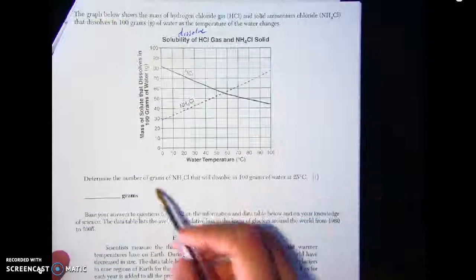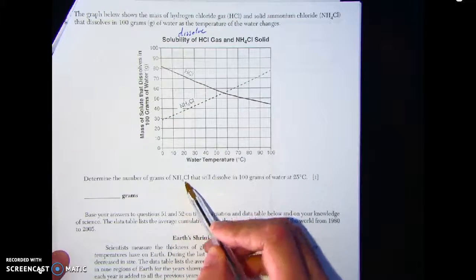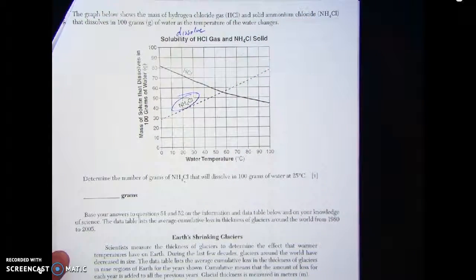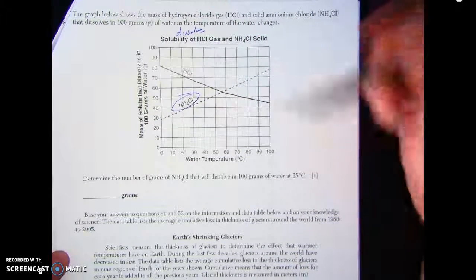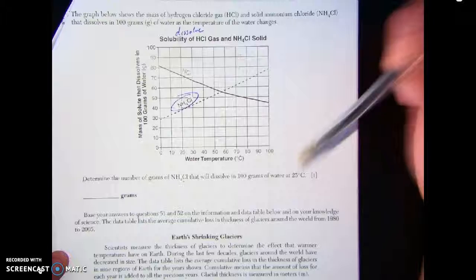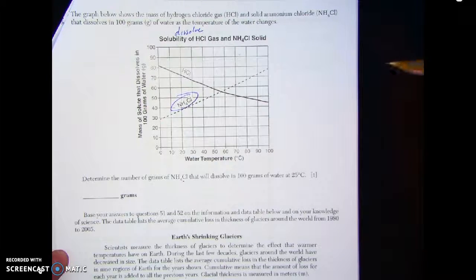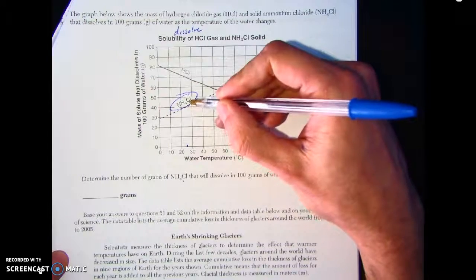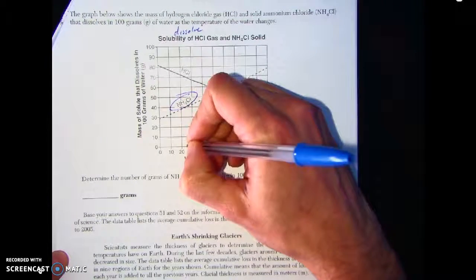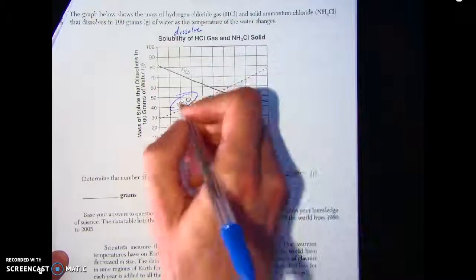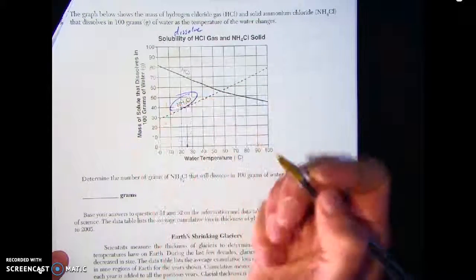So for this one, it's saying determine the number of grams of NH4Cl. So we're talking about this dashed line. The other line, the HCl, we can essentially ignore, not part of the problem. And this is that will dissolve 100 grams in 100 grams of water at 25 degrees Celsius. So what it's asking for is at a temperature of 25, how much of the NH4Cl would dissolve. So to figure that out, I could estimate by drawing a line up to the NH4Cl line and reading across. And it should be about 40.